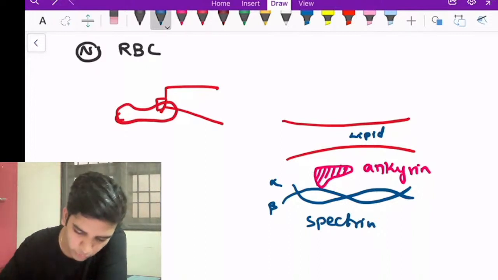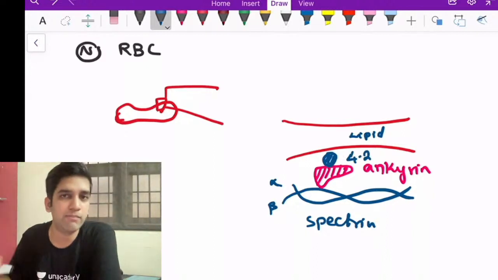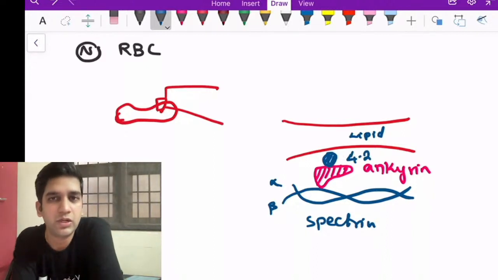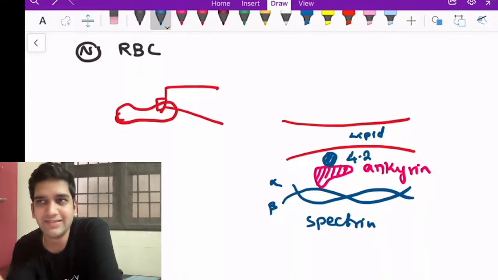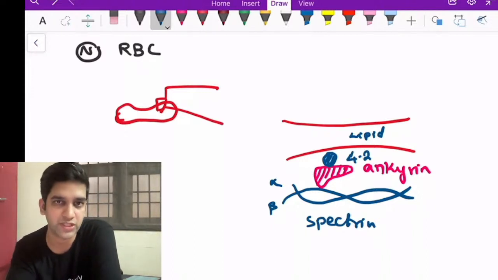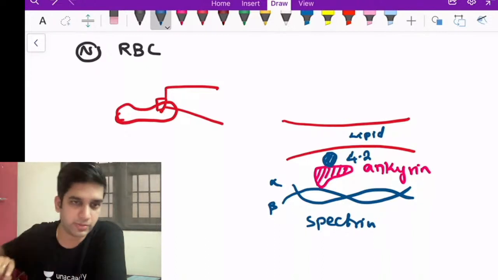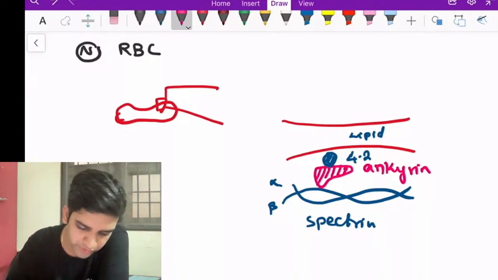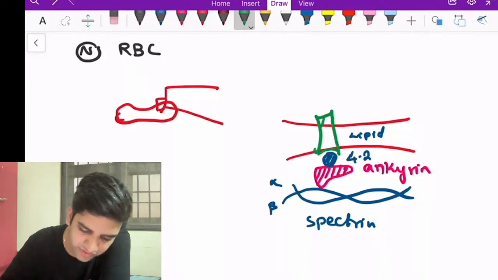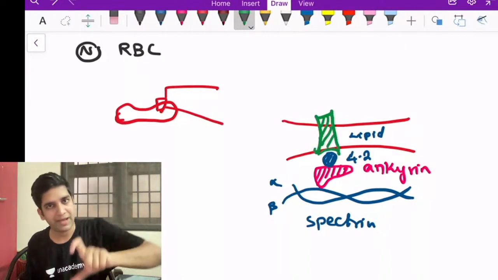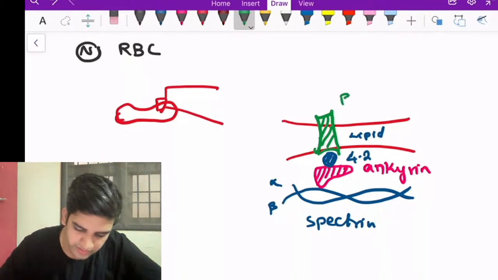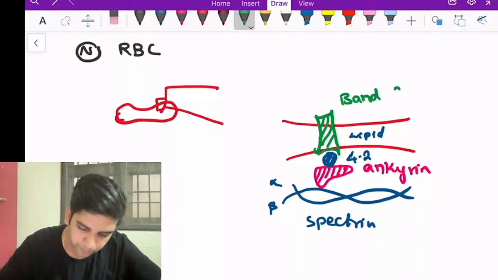Ankyrin will have one more protein called band 4.2. I'll just write 4.2. See, when I call it a band, it's based on the electrophoresis band. That's all. When I say band 4.2, it has that particular sedimentation coefficient. Band 3 also has a particular sedimentation coefficient, right? On top of this, I have something called band 3. Band 3 is the one that will span my lipid bilayer, right? This I'm going to call band 3.